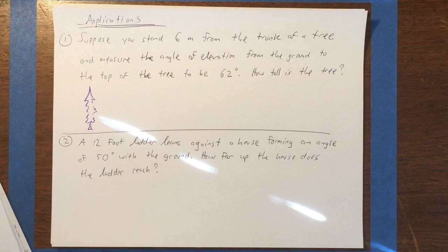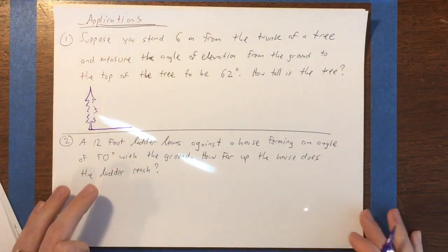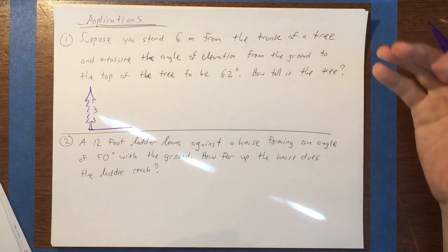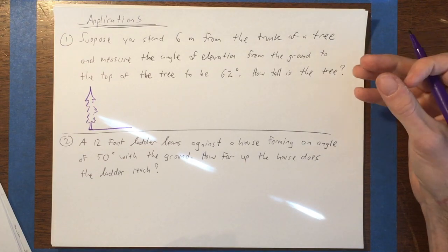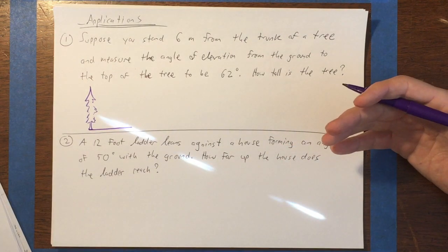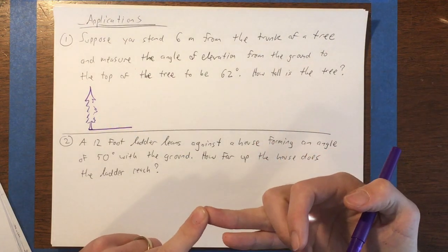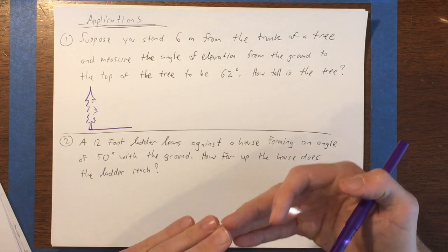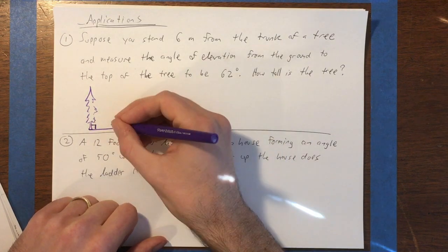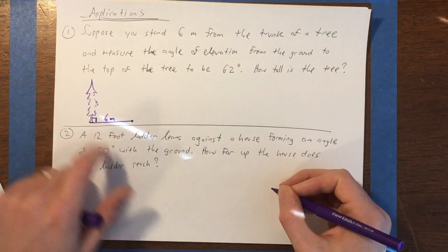Suppose we stand 6 meters from the trunk of the tree. I'm going to make an assumption here, which is going to be a common assumption that I make, and that is I'm going to assume that the ground is horizontal and that the tree is vertical. Whenever we're talking about the ground, let's always assume that it's horizontal unless otherwise stated. And if we're talking about something like a tree or the wall of a building, let's always assume that those are vertical, okay? So that means that in particular, the tree and the ground are going to form a right angle over here. Now we're standing here 6 meters from the trunk of that tree, okay?